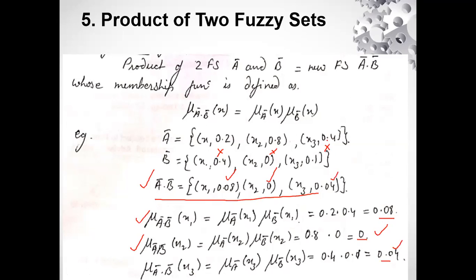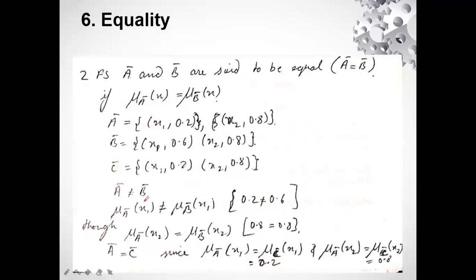Okay. Now moving to the next one, that is equality. We are going to find out whether the two fuzzy sets are equal or not. How to find out? We are going to again check the membership functions. If we are checking A bar and B bar, then mu A bar x1 should be equal to mu B bar x1. So we are going to check for A and B.